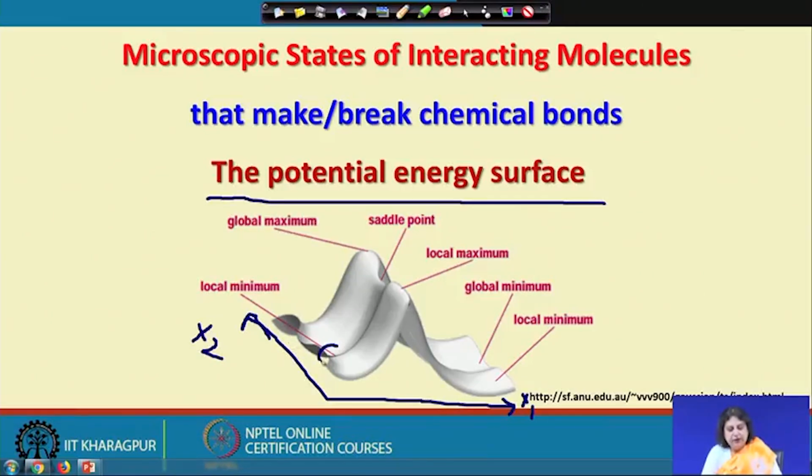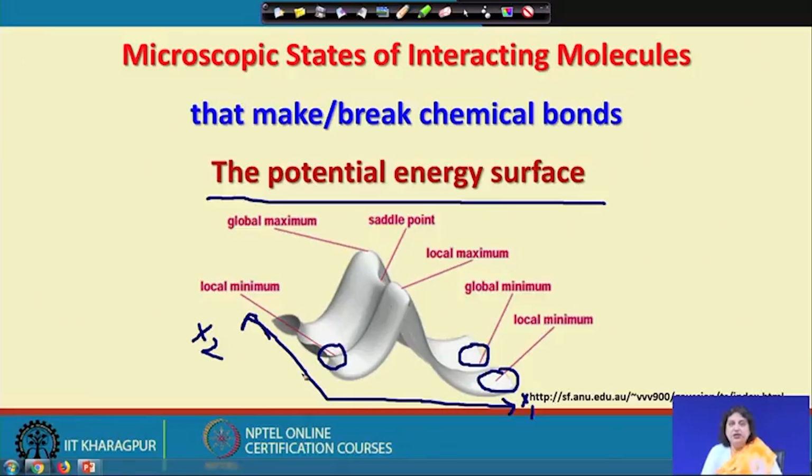It has some kind of what is called a local minimum, where the potential energy takes up the minimum value for certain values of x1 and x2. There may be other local minima like one here, but there can be a global minimum where the potential energy of the system, of this interacting system, is the minimum amongst all the values of x1 and x2 available to it.